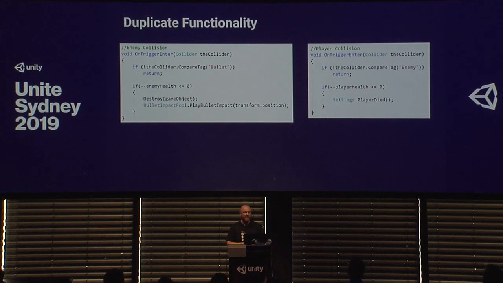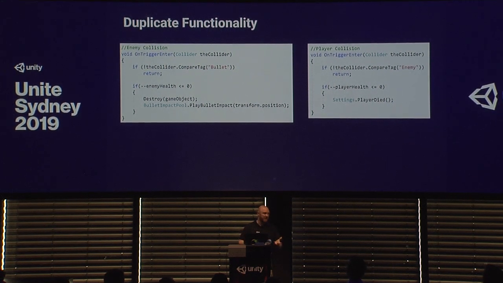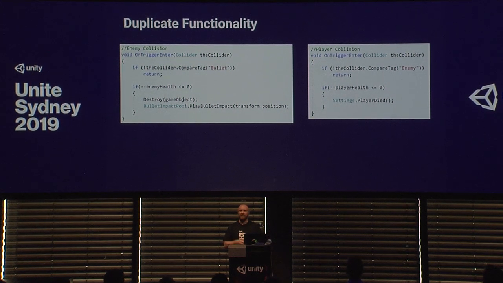Now, we have one more here. This is how the enemy collides and how the player collides. And so we can see here that this is obviously one system because they're basically the same. The way an enemy collides and the way the player collides is basically the same. It's going to detect if it's collided with the right thing, and then it's going to do something about it, reducing some health, and if the health is low enough, it's going to kill something.